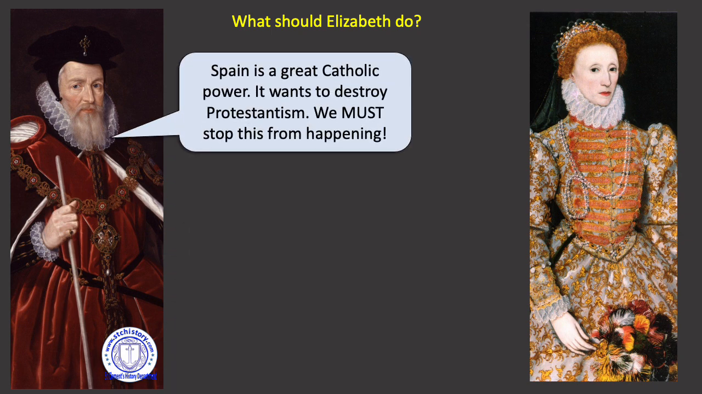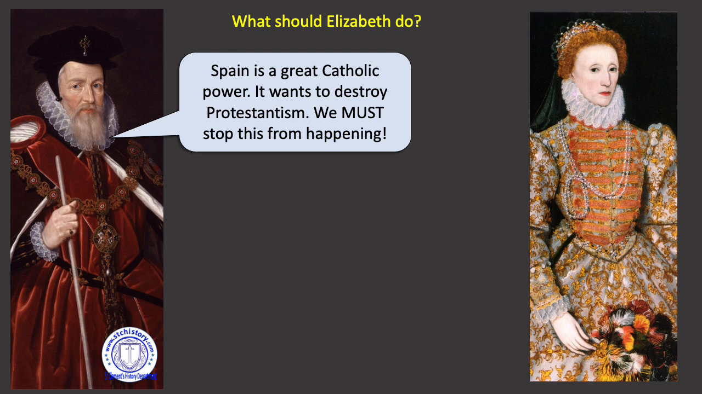So if we start off with him saying to the Queen that Spain is this great Catholic power, it wants to destroy Protestantism. We must stop this from happening. Remember, Cecil is a Puritan, quite a strict Protestant. He's worried about his religion, and he's putting pressure on Elizabeth. So what is he essentially saying to Elizabeth there?